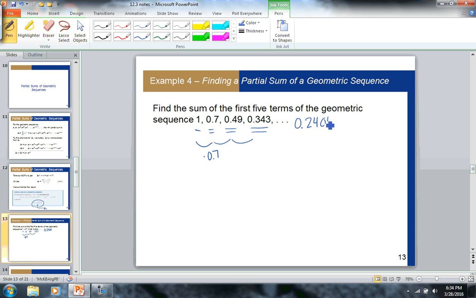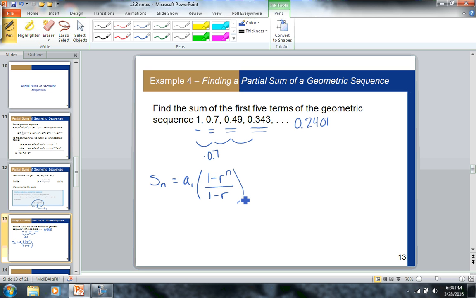Now again, this isn't super duper challenging here. I've got my 5 terms already, so if I wanted, I could just add them up. Okay, but let's practice that formula. So let's rewrite it from the previous slide. We had our partial sum, and it was equal to that first term times 1 minus your ratio to the nth power, over 1 minus your ratio.